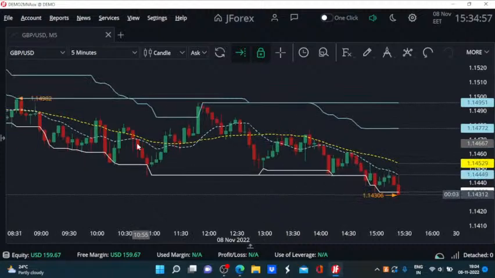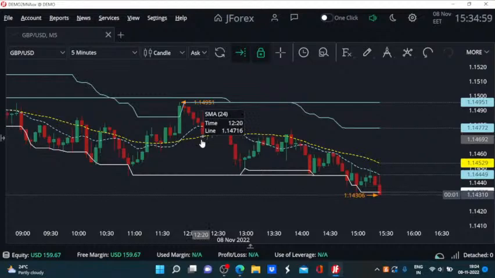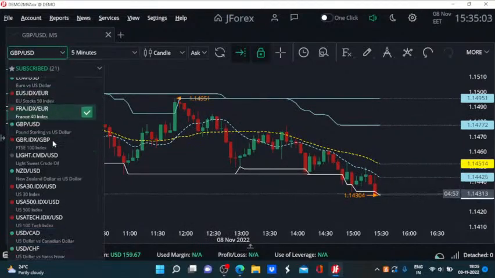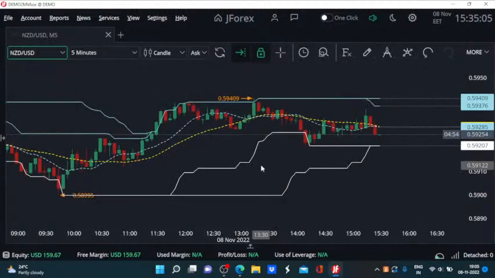But we are not done yet. We have to analyze other currency crosses as well before we can make a case for any particular currency. Now let's consider the NZD-USD.